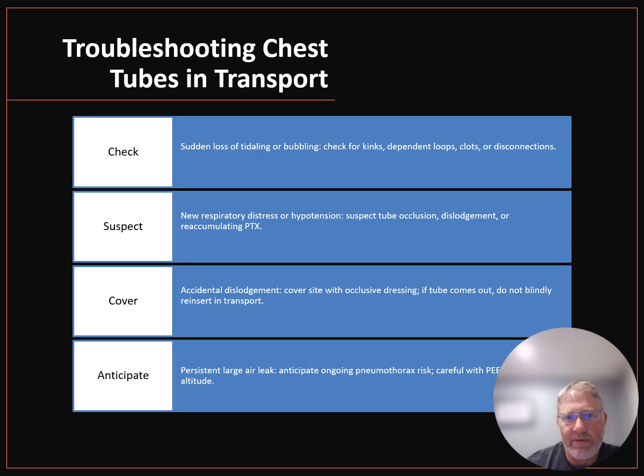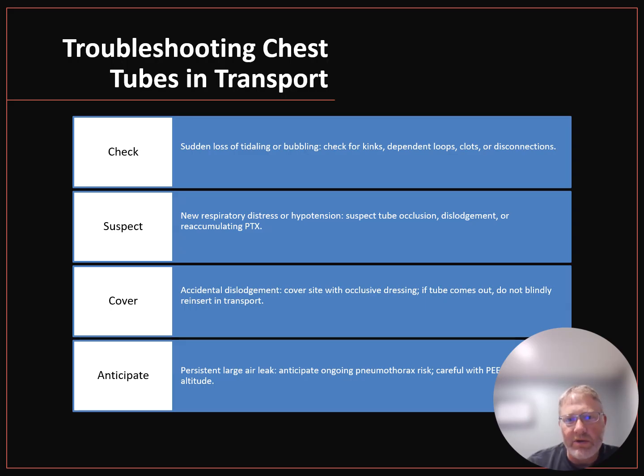Tubes in general are very fickle things. They can and they do and they will misbehave in a transport and really in any environment. As a result, you should have a systematic troubleshooting approach. If you see a sudden loss of tidaling, which is the rise and fall of fluid with respiration as the patient breathes, or if you see bubbling, immediately check the system for kinks, for dependent loops, for clots in the tubing, or even a disconnection.